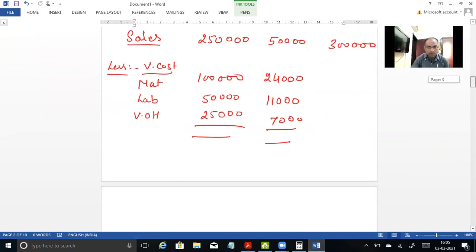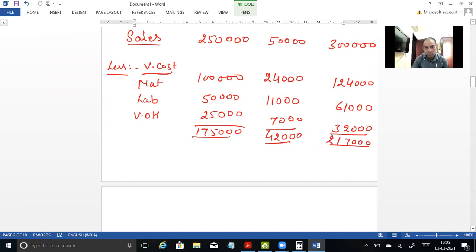Now let us check how much is the total. Here it is 175 and here it is 24, 35 and 7, 42,000. This total we can also make: 124, 61, 32. Altogether it would be 217, and this way also we can check it, 217. Correct.